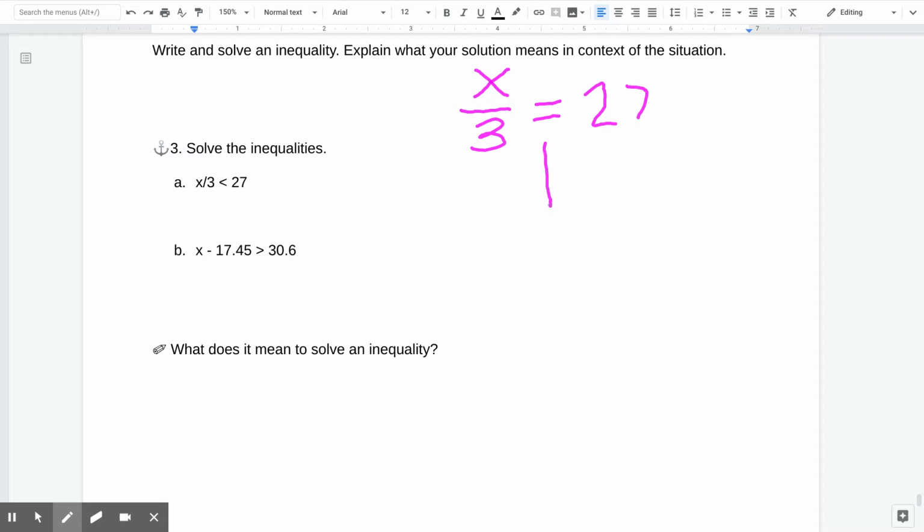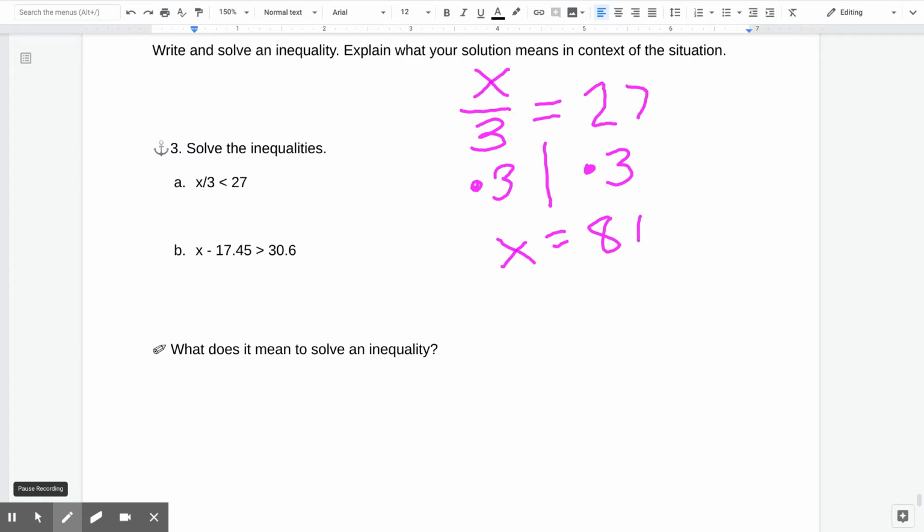All right, to get x alone on the left side, I need to multiply by 3, which means I need to do that to the right side also. So 27 times 3 is going to be just x on this side, and 27 times 3 is 81 here.